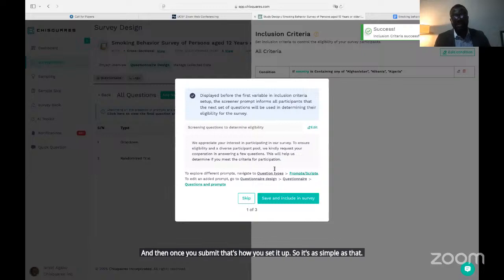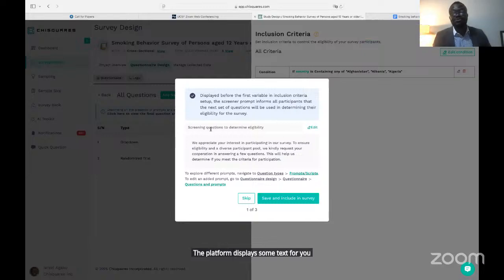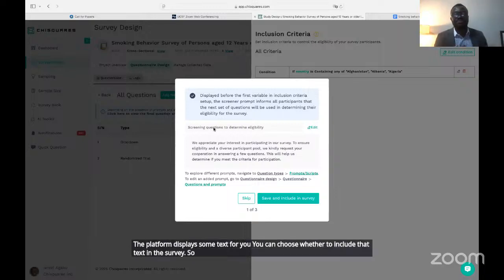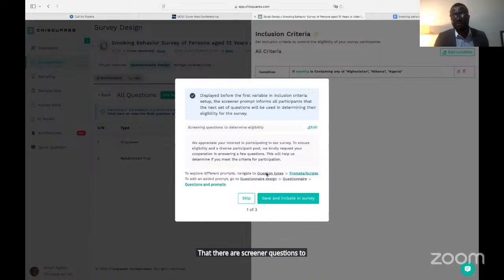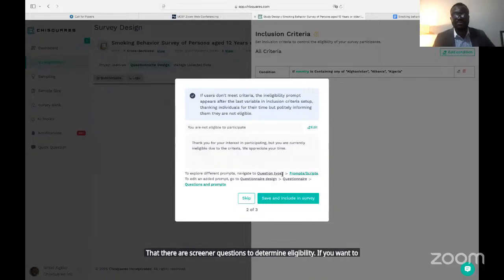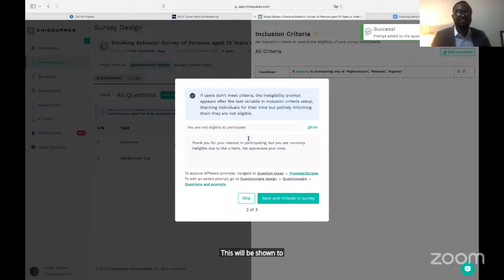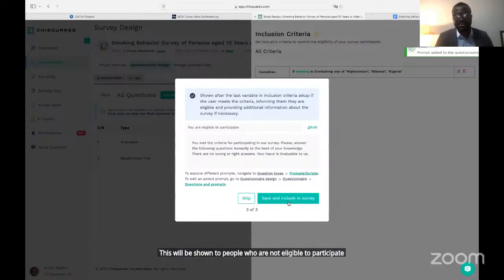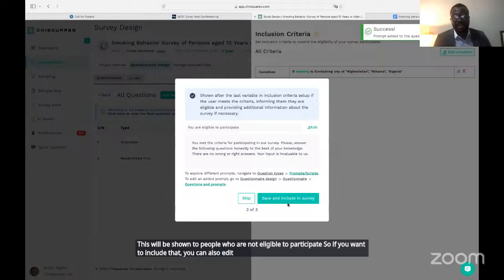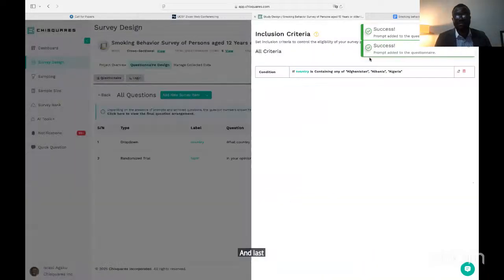The platform displays some text for you. You can choose whether to include that text in the survey. So this is just text to show people at the beginning of a survey that there are screener questions to determine eligibility. If you want to include that, you can save and include. This will be shown to people who are not eligible to participate. So if you want to include that, you can also edit it, of course. And lastly, for those who are eligible. And that is how you set inclusion criteria.